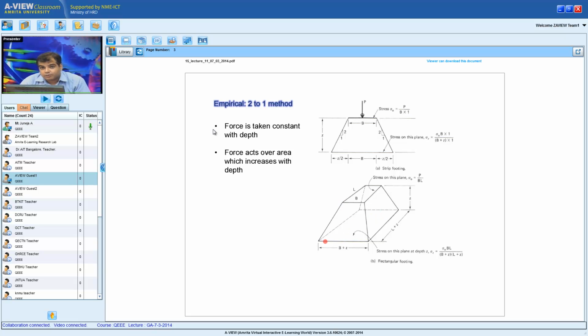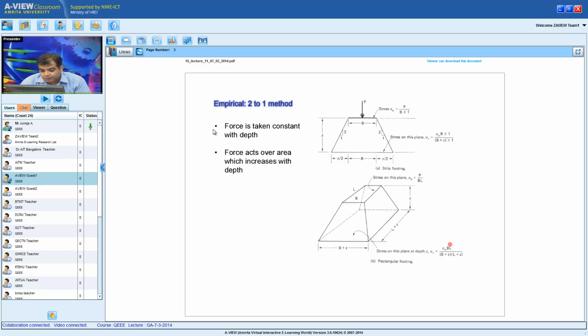So if I follow the 2:1 analogy, I go down depth Z, and I'm interested in what is the stress induced at this depth Z. I look at a dimension which is now B plus Z. If you recall, this is the same logic which has been used from the top figure. And the other dimension is L plus Z.